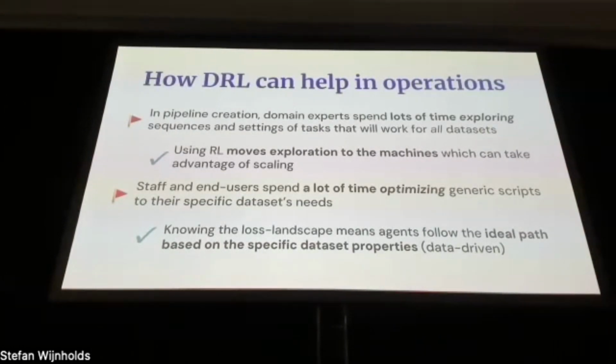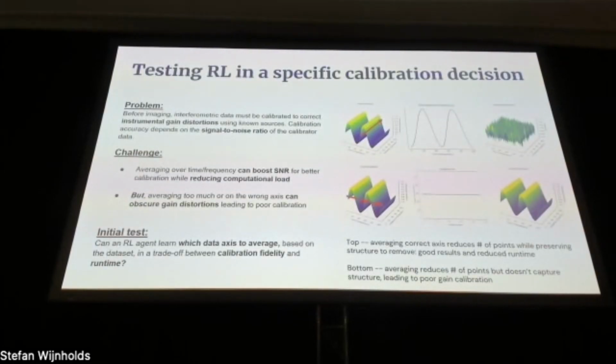So how we think this can help is that right now the domain experts spend lots of time exploring sequences and settings for tasks to work for all or most data sets. Here, using RL, we can move the exploration to the machines, which scale a whole lot better than domain experts. The other idea is that staff and end users spend a lot of time optimizing generic scripts to their specific data set needs. Here, once you know the loss landscape, you can use an ideal path to get through, based on your specific data set properties. So, true data-driven processing.